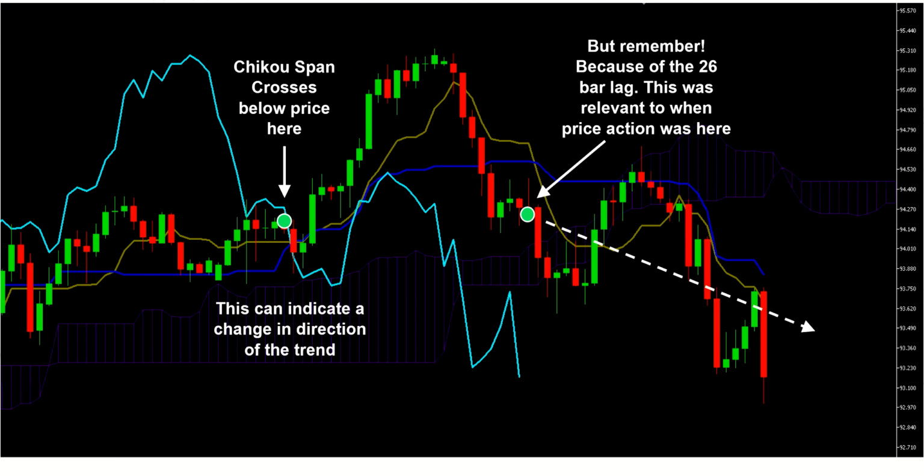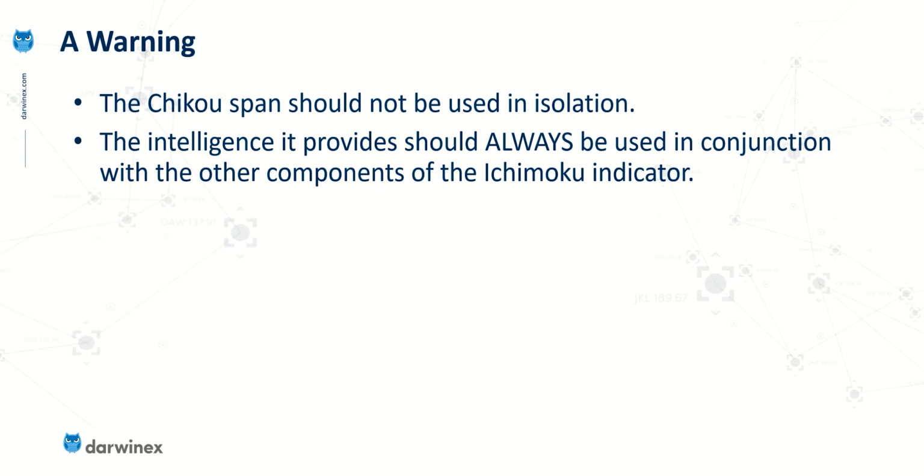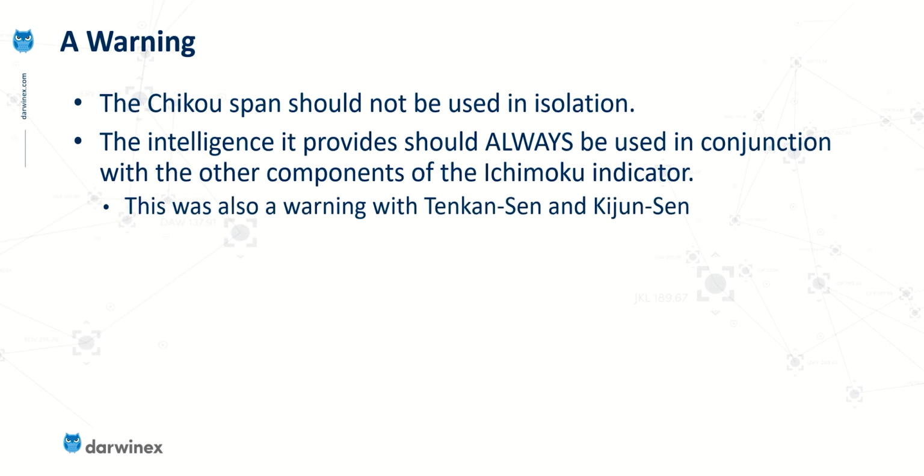So there's two very simple examples of how we can use the Chikou Span to incorporate it into our trading strategies rules. But there is a warning here. You should never use the Chikou Span in isolation. It will never produce a profitable strategy in its own right. And the intelligence that it provides should always be used in conjunction with other components of the Ichimoku indicator. And of course, I issued a similar warning when we looked at Tenkan-sen and Kijun-sen. Equally, they can't be used on their own.